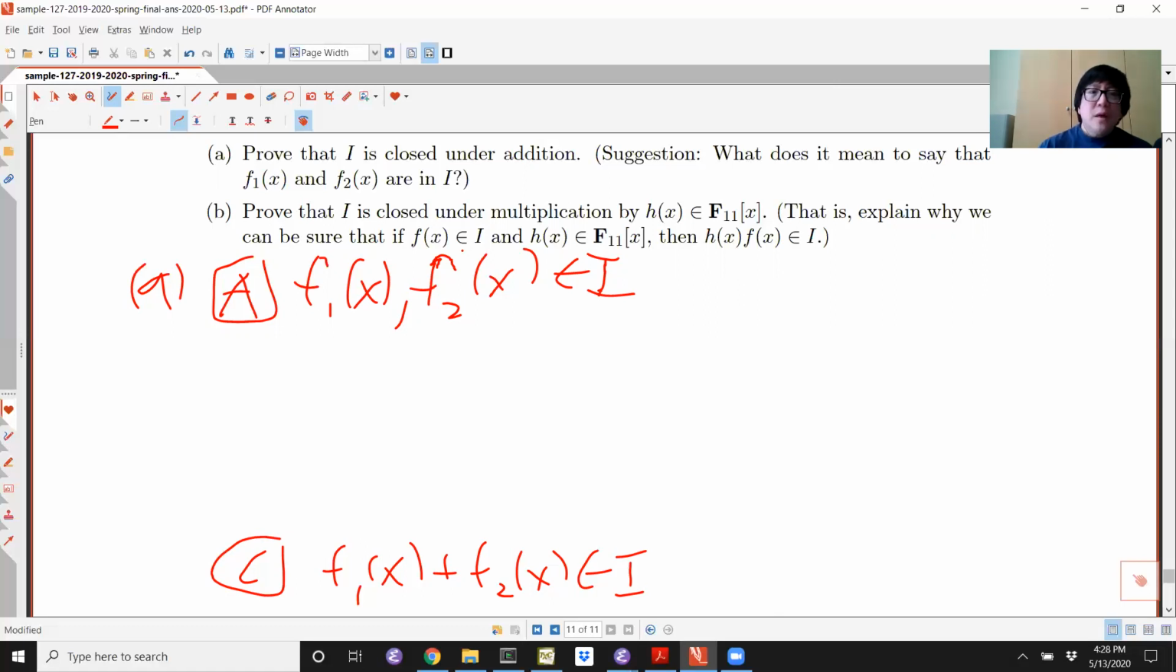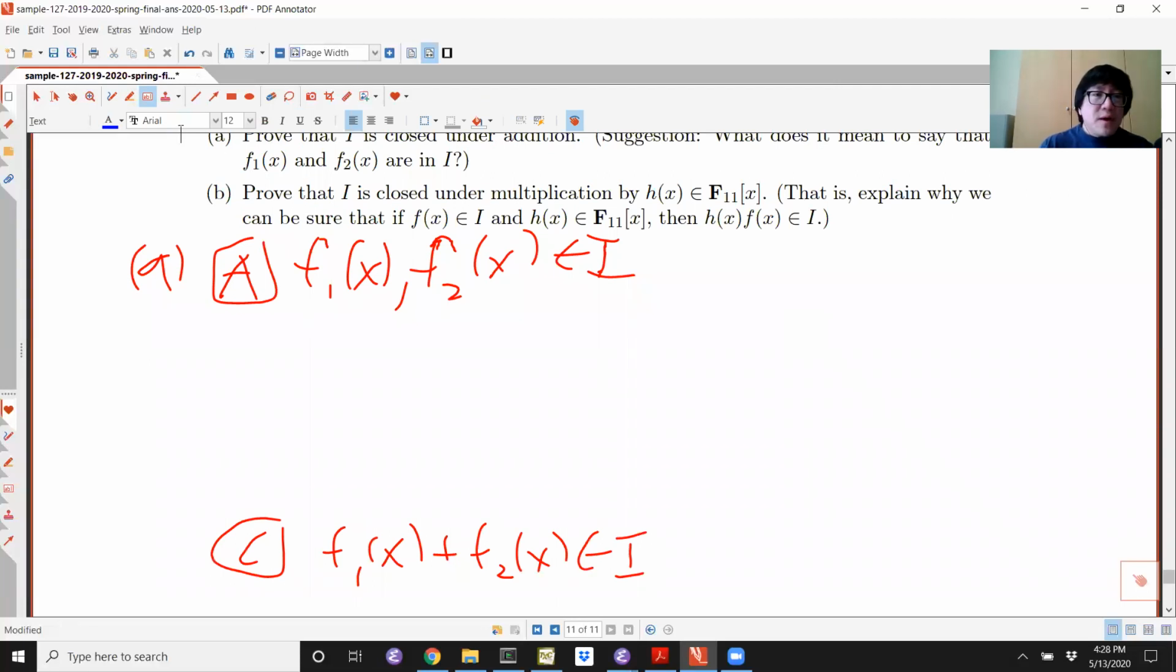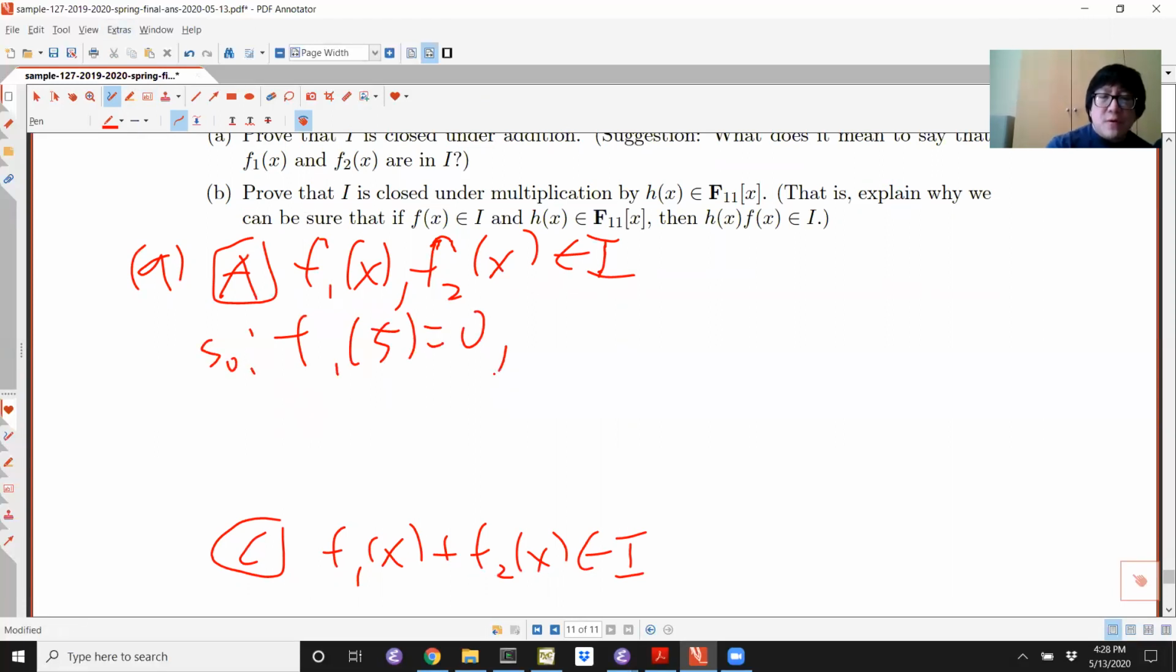Okay. So what does it mean to say that f1 is in I? It means that when you plug in 5, you get 0. That's what I have called in the past the defining condition of I. If that thing is true, then you're in I, and if it isn't, then you're not. So because f1 and f2 are in I, that means f1 of 5 equals 0, and f2 of 5 equals 0.